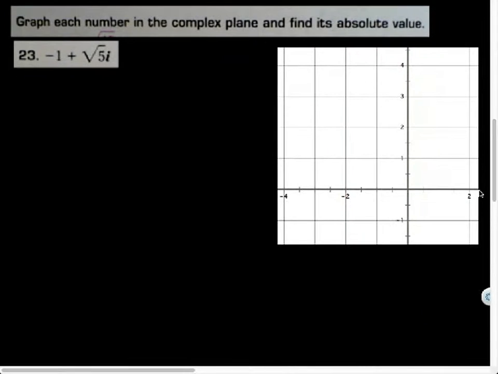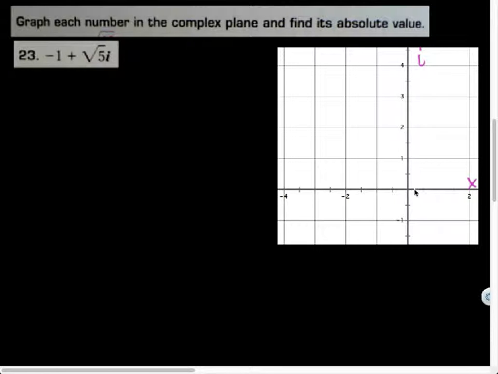Question 23, it says graph each number in the complex plane and find its absolute value. Another name for the absolute value here was the modulus. And this formula wasn't too crazy to find the absolute value, but let's graph it first. So just so you're aware, this is the x-axis or the real axis. This is the i-axis or the imaginary axis.